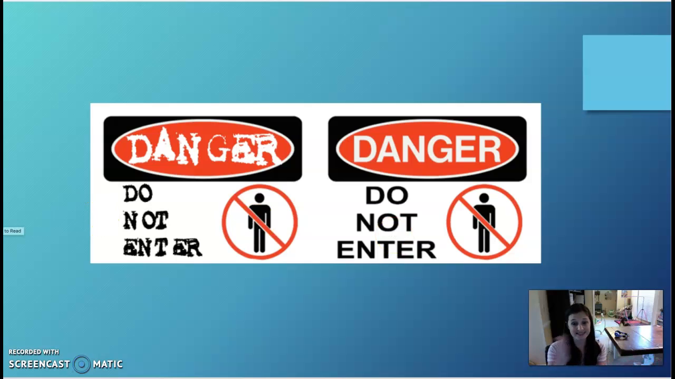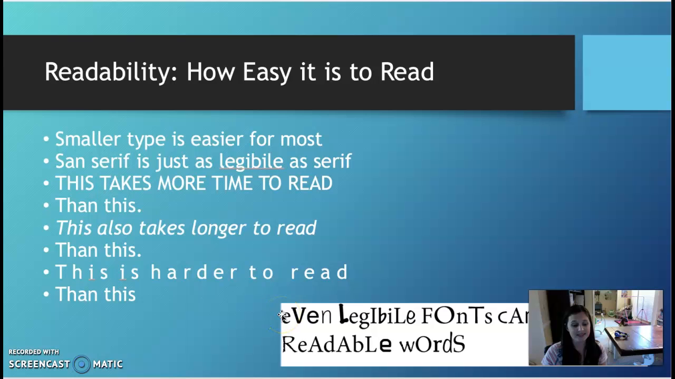So we talked about legibility, that's seeing the individual letters. Now let's switch over to readability. Readability is how easy it is to read. Smaller type is actually easier for most people to read. Sans serif and serif are just as legible as one another. All caps takes more time to read than this. So you don't want to write in all caps. We've also talked about that with personality, that you're yelling at people. So a lot of times you want to avoid that. Using italics also takes longer to read than regular. And this is harder to read, so that's when we're spacing things out. We talked about doing that with our kerning, tracking, and leading, compared with things that are just normal together.